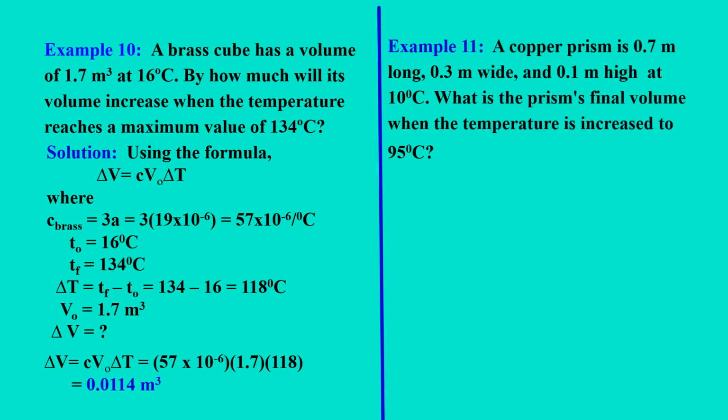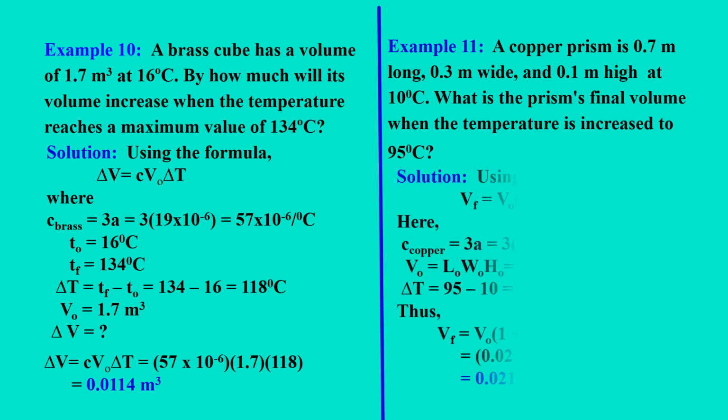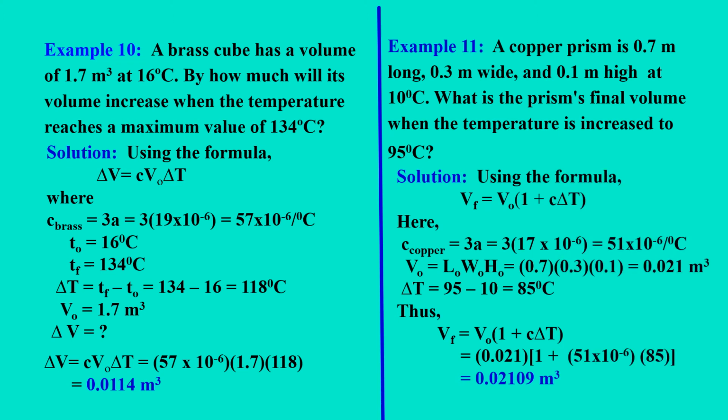Example number 11. A copper prism is 0.7 meter long, 0.3 meter wide, and 0.1 meter high at 10 degrees Celsius. What is the prism's final volume when the temperature is increased to 95 degrees Celsius? Using the formula, final volume equals original volume times quantity 1 plus C delta T. The C of copper is 3 times the coefficient of linear expansion of copper, 3 times 17 times 10 to the minus 6 equals 51 times 10 to the minus 6 per degree Celsius.